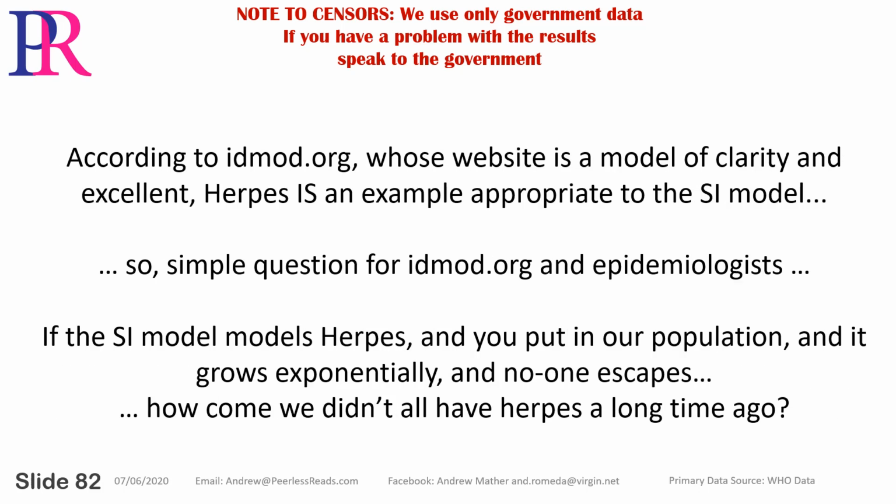According to idmod.org, whose website is a model of clarity and excellence, herpes is an example appropriate to the SI model. So simple question for idmod.org and epidemiologists. If the SI model models herpes and you put in our population and it grows exponentially and no one escapes, how come we didn't all have herpes a long time ago?